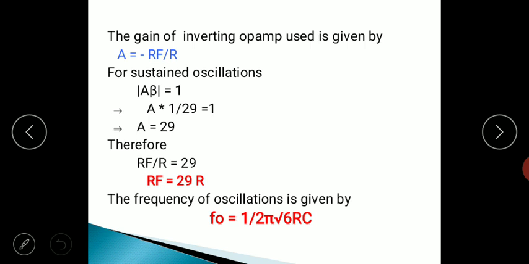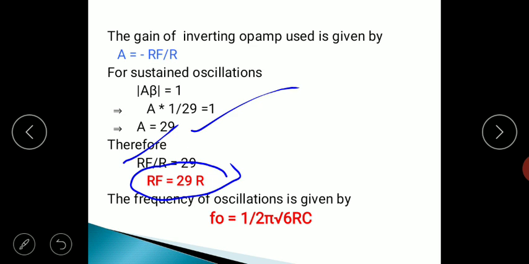So here beta is 1 by 29 and the gain of the operational amplifier, that is A, is minus RF by R1. But here R1 is denoted by R, so gain is minus RF by R. That negative sign is because of inverting. But when we want to find the condition for oscillation, we take magnitude of A beta equal to 1. So A into 1 by 29 is equal to 1, or A is equal to 29. But magnitude of A is RF by R, so RF by R equal to 29 means RF equal to 29R.